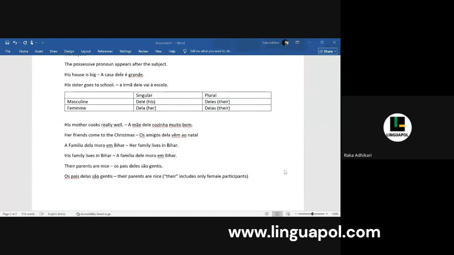So we have 1 minute of time, guys. Let's have one sentence with any one of these words. You can use dele or dela, deles or delas. This is a very easy one because we are directly translating from English.